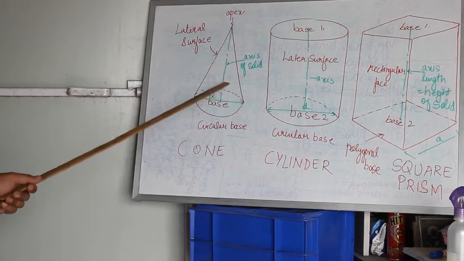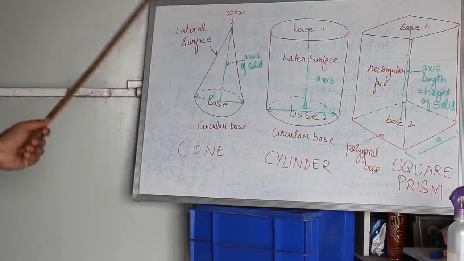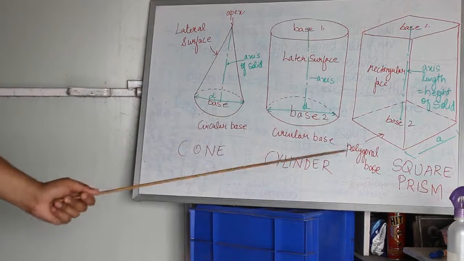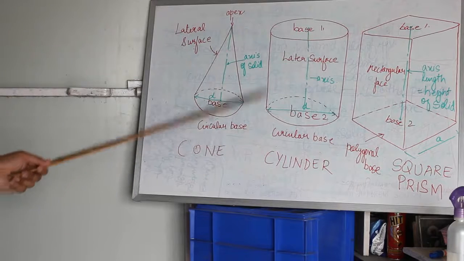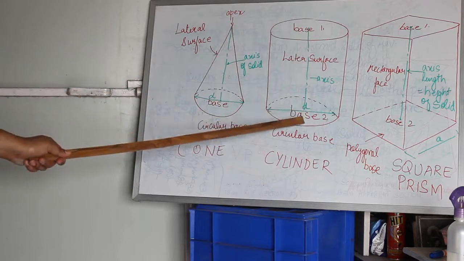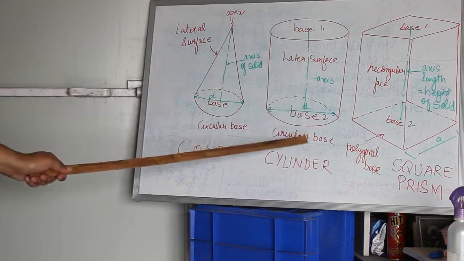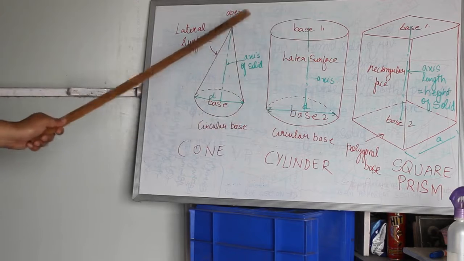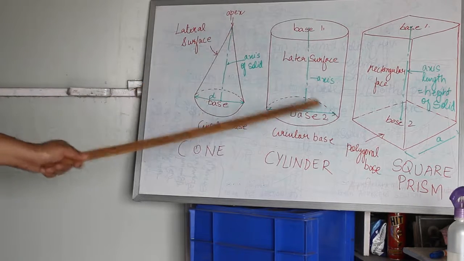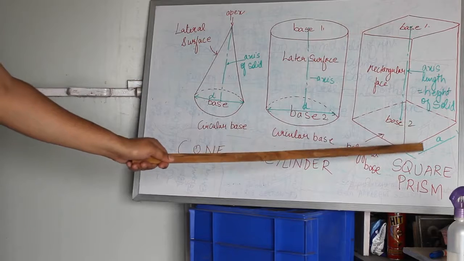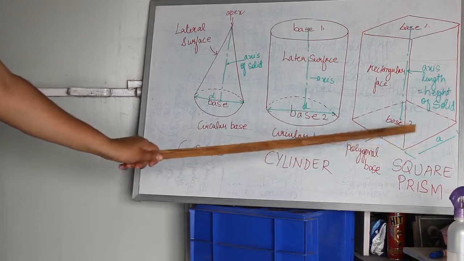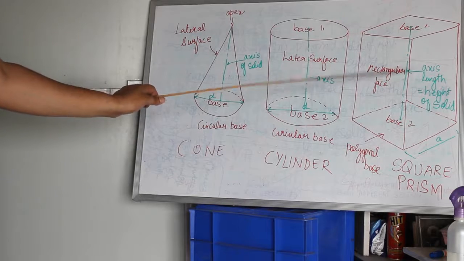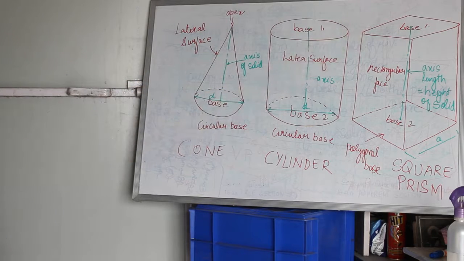Now talking about the orientation, I was talking about base towards HP, base towards VP. So this base is resting on the HP, the horizontal plane, with the axis of the solid perpendicular to the base. The axis of the solid at this point will also be perpendicular to the horizontal plane. The axis of the solid will be parallel to the vertical plane. So, base of the solid resting on HP, axis perpendicular to HP, and axis parallel to the vertical plane.